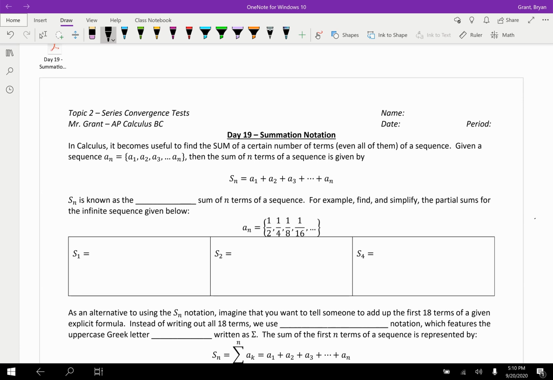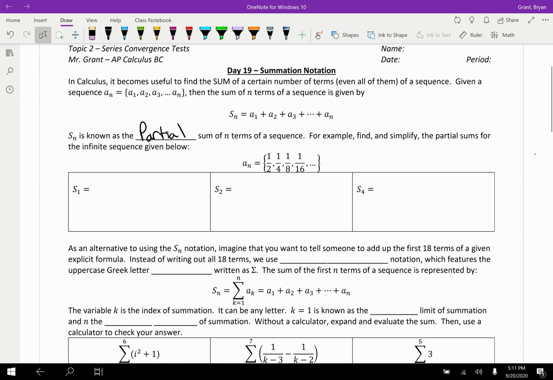In calculus, you're going to find it becomes really useful to evaluate the sum of a certain number of terms, sometimes even all of them, of a sequence. So, for example, if you're given this sequence where you have all your individual terms here, then the sum of n terms of a sequence is given by this notation S sub n, where of course you would replace n with whatever number you wanted, and that would tell you how many terms you're adding up. S sub n is known as the partial sum of n terms of a sequence.